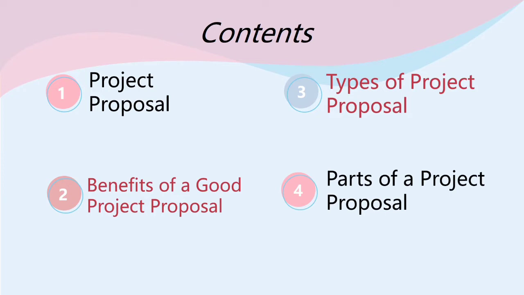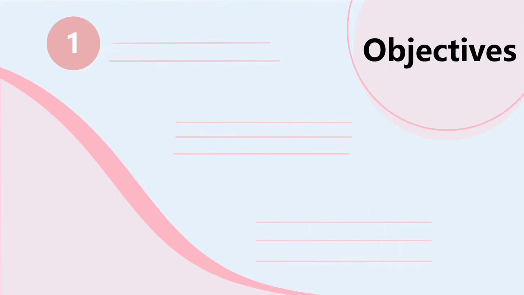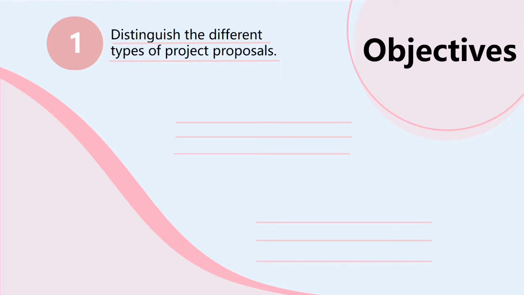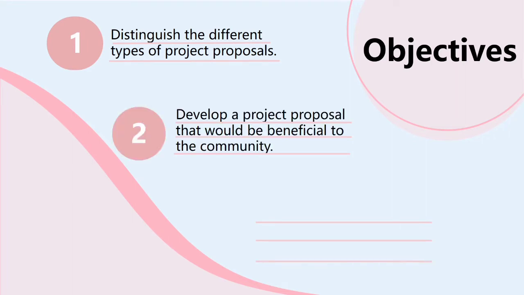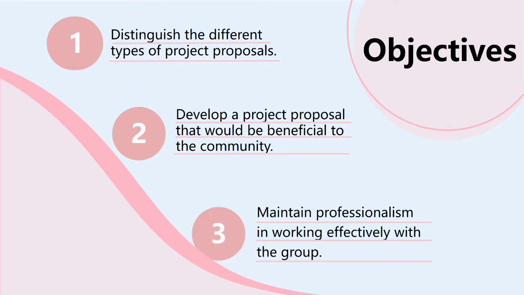Alright, I know some of you are familiar or have been encountering proposals whether through writing or speaking, formal or informal, but this time we'll get to know more of writing a project proposal. And here our objective first is to distinguish the different types of project proposals. Also develop a project proposal that would be beneficial to the community. And the third one is maintain a professionalism in working effectively with a group.